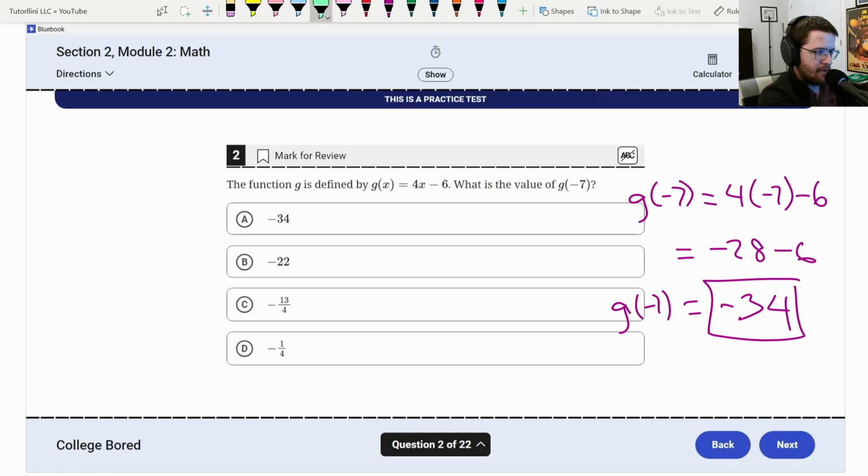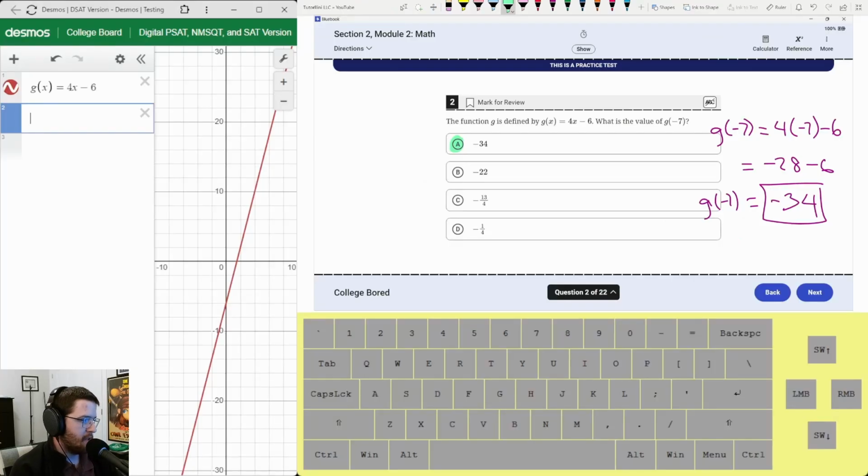And that is answer choice A. We can also do this one entirely on Desmos, so let's go try that. All right, so we just type in the function verbatim, and then I'm going to type in g of negative 7, and we also get negative 34.